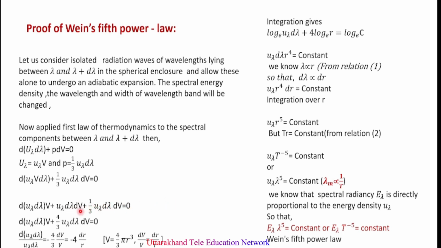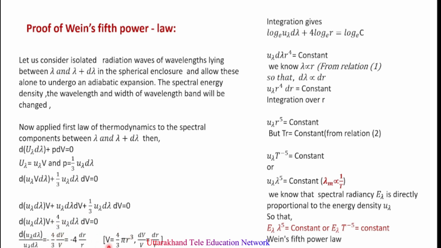Now these are the same values. This is 1/3 plus 1, which becomes 4/3, that is 4/3 u_lambda d lambda dV equal to 0. Now divide both sides by u_lambda d lambda, so it becomes d(u_lambda d lambda) upon u_lambda d lambda equal to 4 upon 3 dV, and V also comes to the left-hand side, so we can write minus 4 upon 3 dV over V.